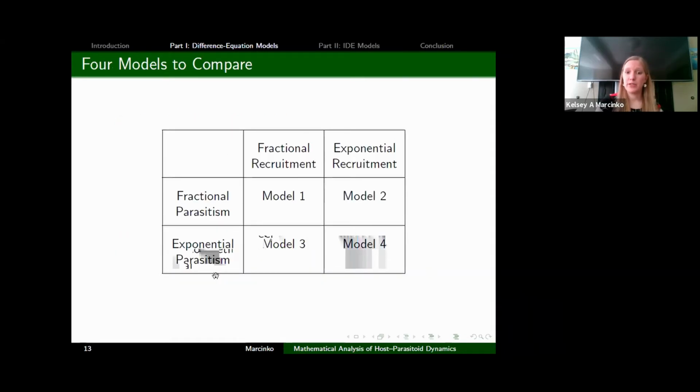Ultimately, those different pieces are going to give us 4 models to analyze. Model 1 is a base model where we choose the simplest form of recruitment and the simplest form of parasitism, and it's frankly a little bit boring in terms of dynamics, but it's an important base case. Then I'll consider what happens when I make exponential recruitment the change to the base case, what happens if I instead add exponential parasitism, and what type of population dynamics I see when I have both exponential recruitment and parasitism.